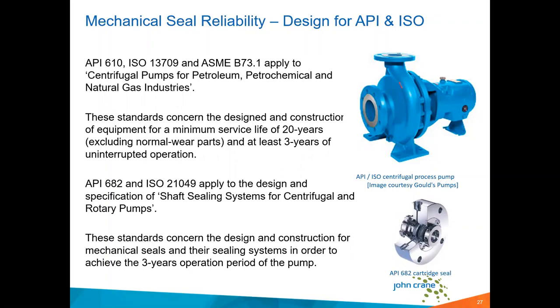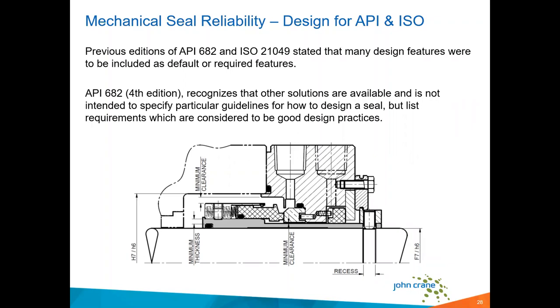So just one example, looking at the fourth edition and at clearances within the seal chamber. Previously, a minimum radial clearance of about an eighth of an inch, or 3 millimeters, was specified between our rotating components and the seal chamber bore. That's really to allow sufficient fluid lubrication and circulation. And this applies to all sizes.